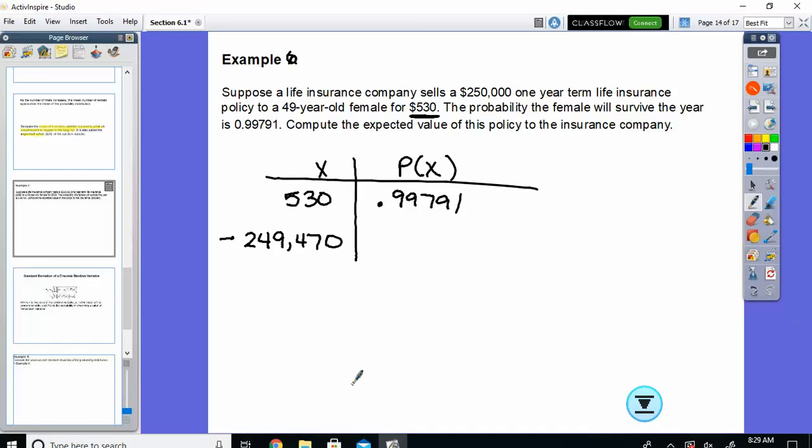So 1 minus your 0.99791. So there's our probability distribution. So now if we want the mean, we need x times p of x.